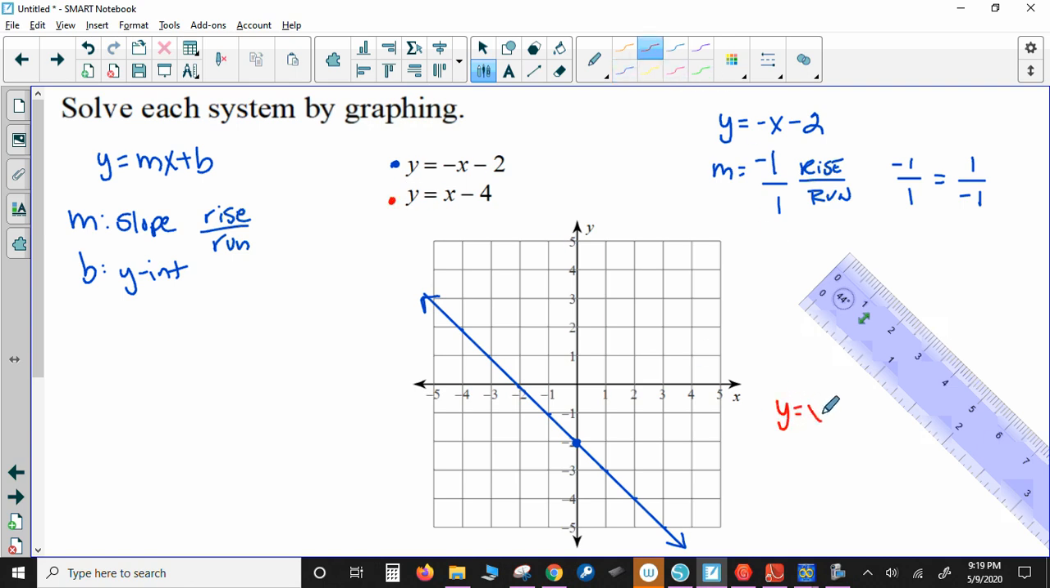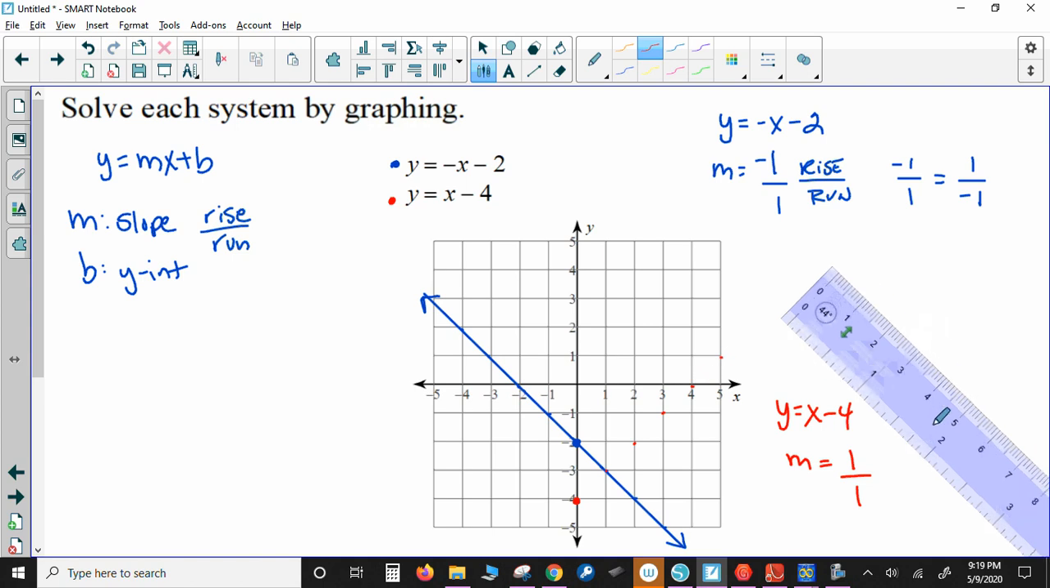y is equal to x minus 4. So my y-intercept is negative 4. I'm going to put a point here. And my slope is the coefficient of x. Well, there's no coefficient written, so my slope is positive 1. If I have a whole number, I can put it over top of 1. So I have a slope of 1 over 1. Rise 1 to the right. So up 1 to the right 1, up 1 to the right 1. I'm going to put a couple of points on here to help me line up my ruler accurately.